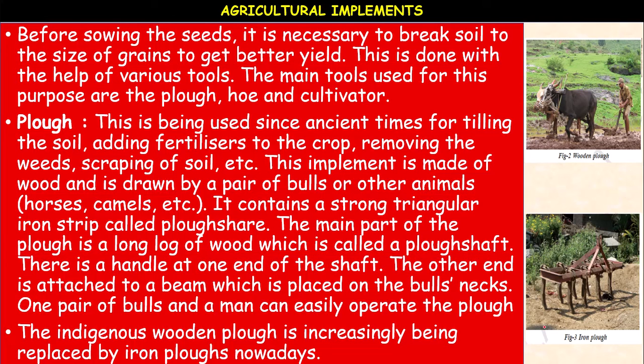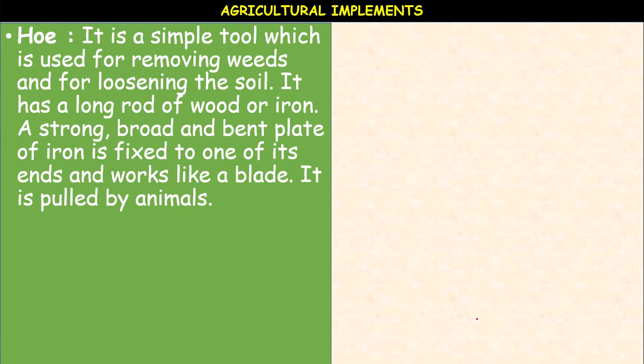So, mechanization of agriculture means using mechanical devices, the tractors, the iron devices which will save the labor and time, okay. The modern agriculture techniques. And the second device is hoe. Hoe is a simple tool which is used for removing the weeds and also loosening the soil.